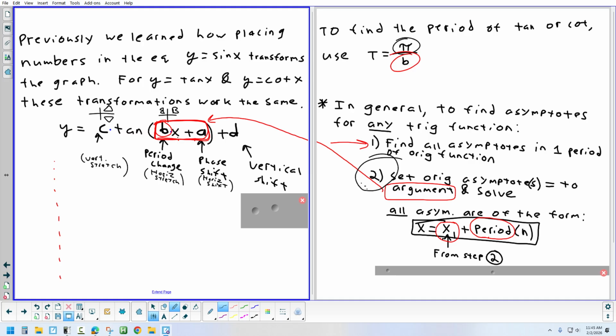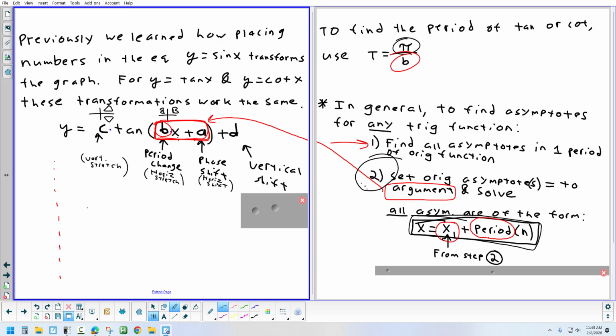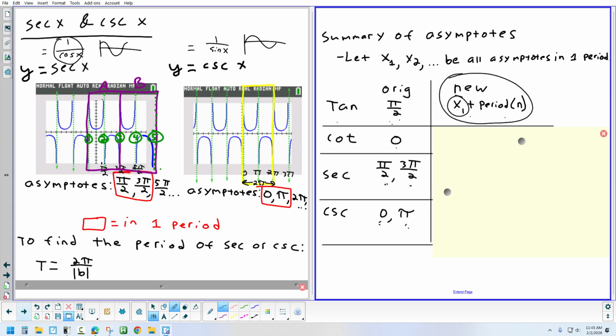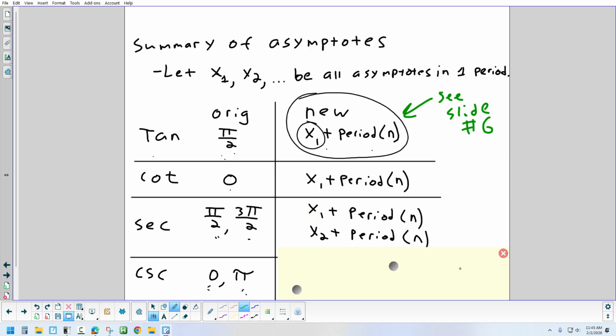So I'm gonna write this down 4 or 5 more times in the table. If you're not sure how to find this, look back at this slide. Okay, whatever that slide is, slide 6. So I'll just write that on here. That explains how to find that. And it's exactly the same for that one, and that one.